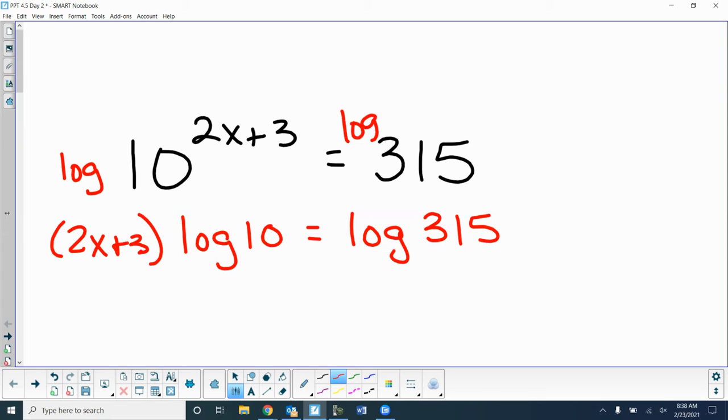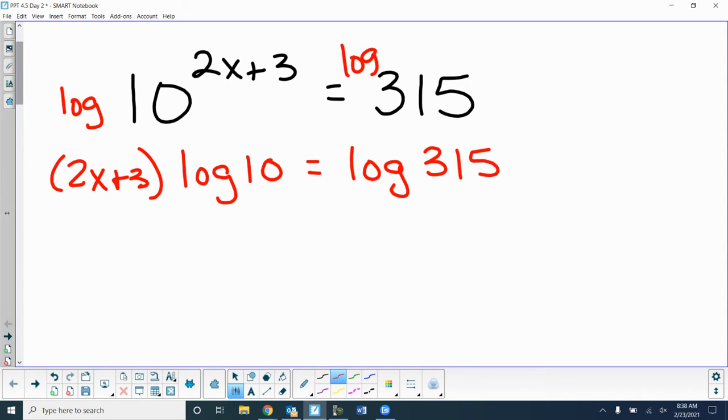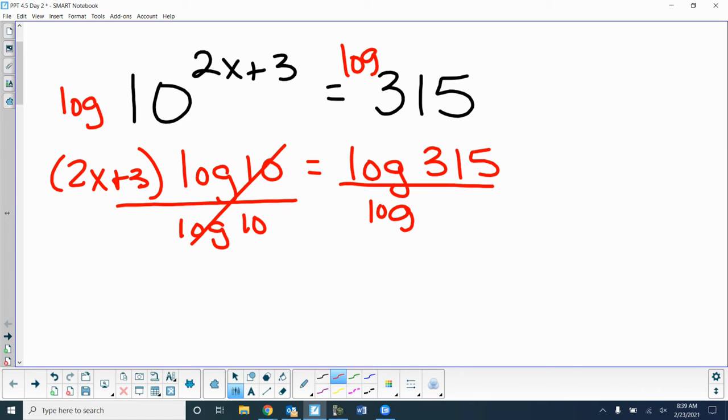Okay, so the next step is to take the log on the left, this log of 10, to the other side. How do I move it? Divide, right? Because right now it's being multiplied. So that on this side it's gone. Oops, on 315 again.